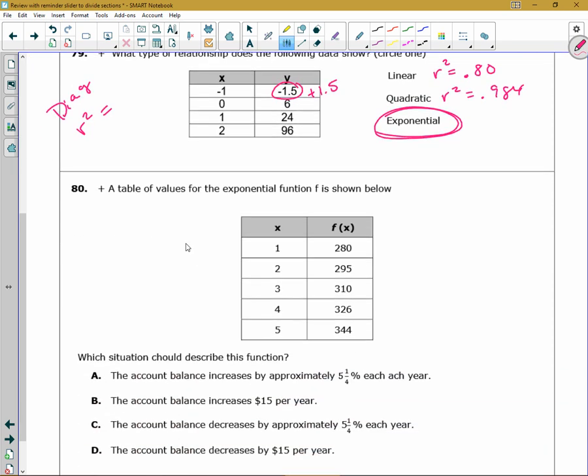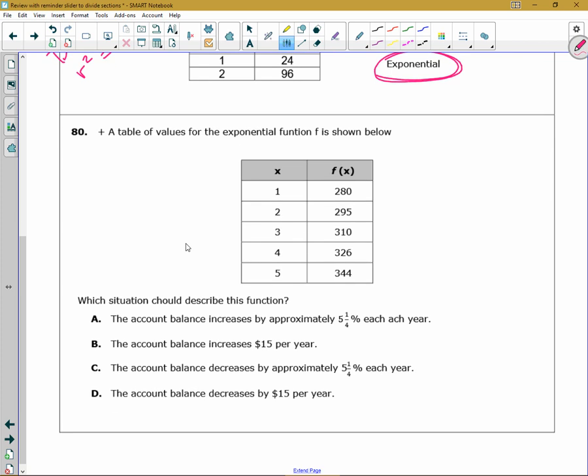All right, last one for this video. The table is an exponential function. Ooh, it's telling me exponential. Is shown, which could be described. Oh, we just talked about this. Remember, exponential increases by a percentage each time. Linear would increase or decrease by a certain amount each time.